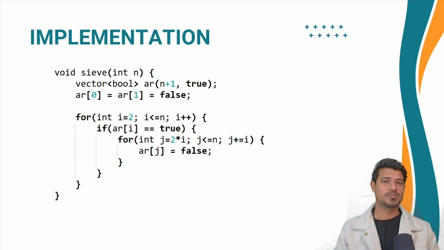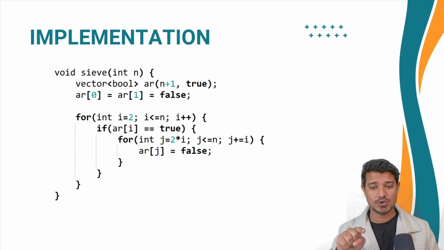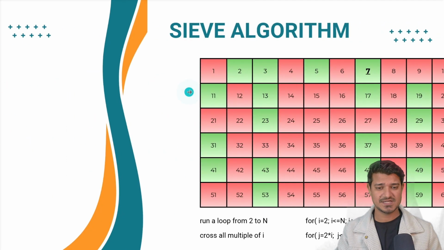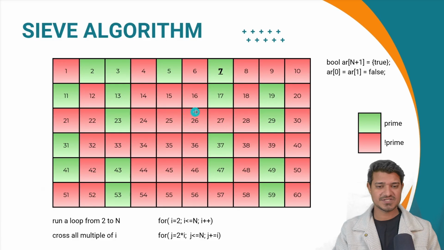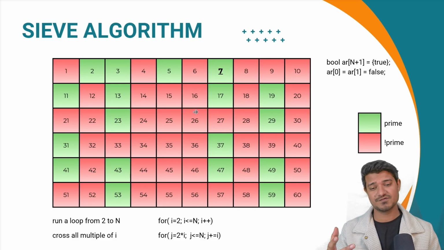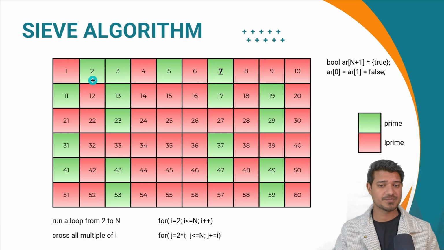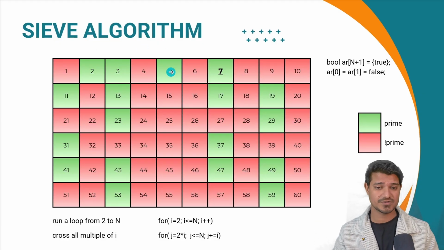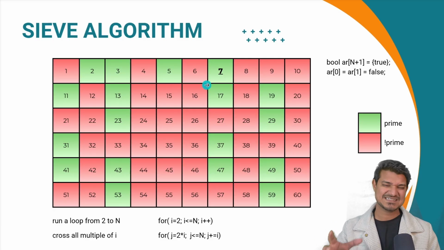But there are a lot of optimizations you can do in this code to make it run faster. So let's take a look at it. This is the visualization of the Sieve algorithm. We start from 2. 2 is a prime number. We'll go ahead and cross out all of its multiples: 4, 6, 8, 10, and so on. Then we'll move on to 3. We'll move on to 4. 4 is not a prime number. We'll do nothing about it. We go to 5. 5 is a prime number. Cross out all its multiples.